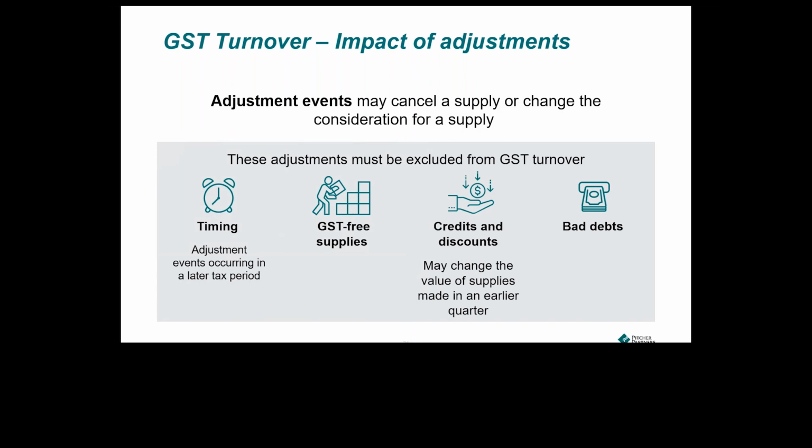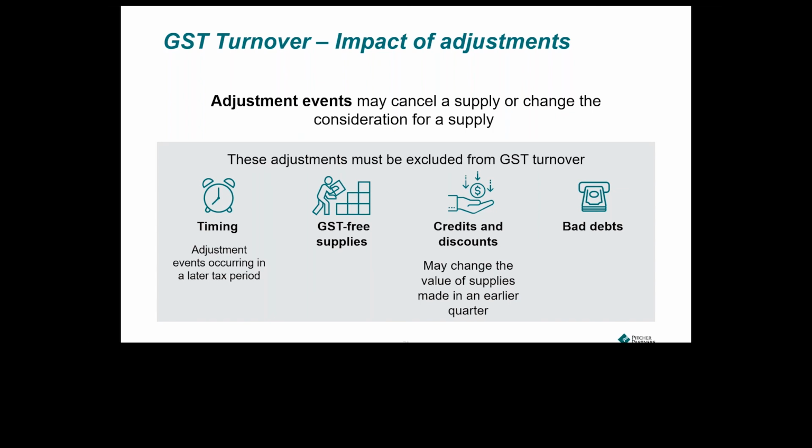So just in terms of adjustments, this is an important one where you may need to adjust the figures that have been reported in your BAS. There is a concept in GST called an adjustment event, which can cancel a supply that's been made previously or change the consideration for that supply. Now, the issue for JobKeeper purposes and also for the purposes of the 10% decline in turnover certificates is that those adjustments in the main will actually need to be reversed out of your turnover for the relevant quarter.